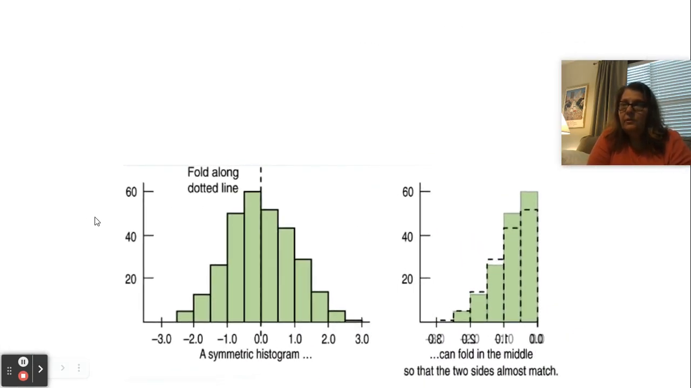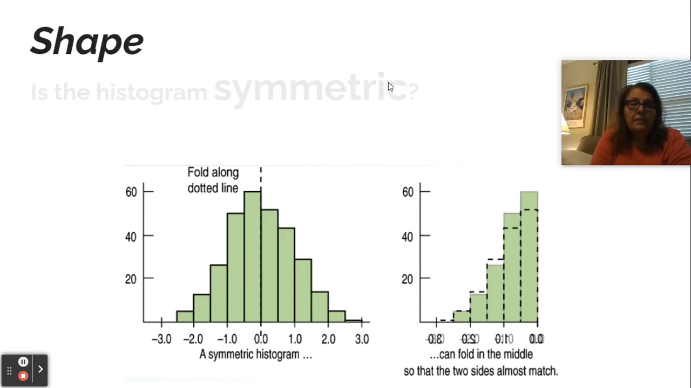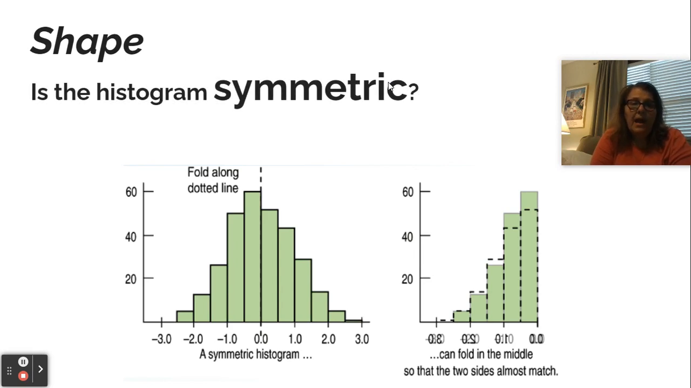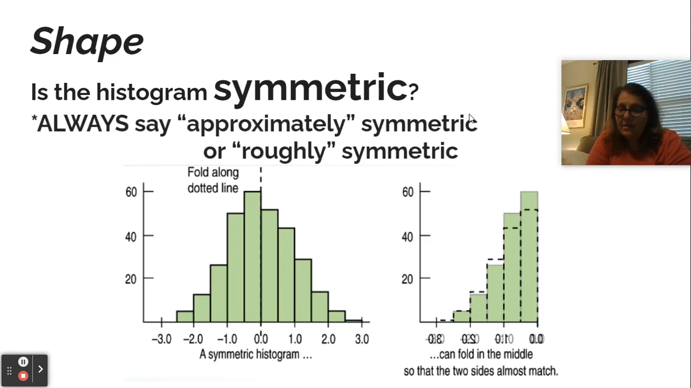Now, when you talk about the shape, with a histogram, you should be able to fold along where you kind of split it in half, and if you fold it over in the middle so that the two sides almost match, it wouldn't be perfect, but in that case, you would say that the shape is symmetric. However, because it's not exact, we would always say approximately or roughly symmetric. It's not perfect, but overall, the shape is approximately or roughly symmetric.